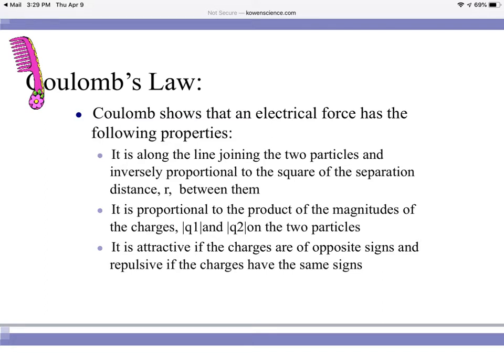It is along the line joining the two particles and inversely proportional to the square of the separation distance, represented by r, between them. It is proportional to the product of the magnitude of the charges, Q1 and Q2, on the two particles, and it is attractive if the charges are of opposite signs, repulsive if the charges have the same sign. That one right there is super important for doing your problems.